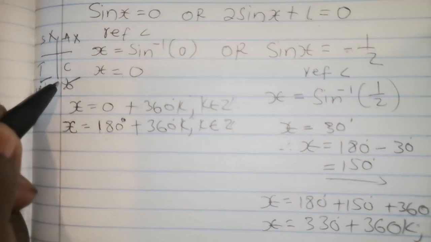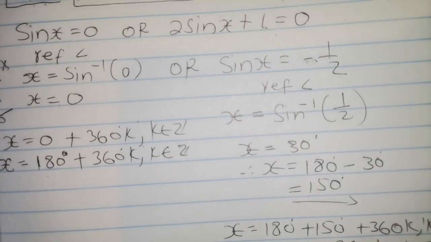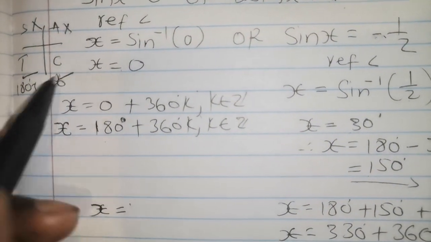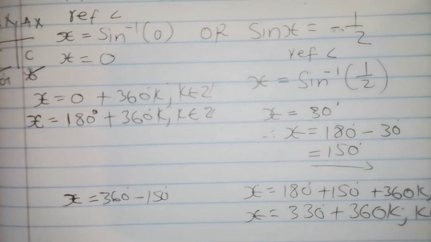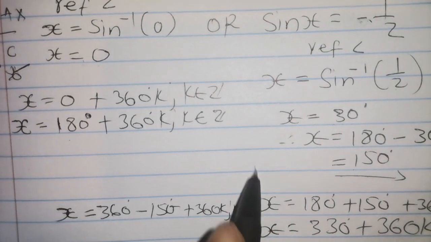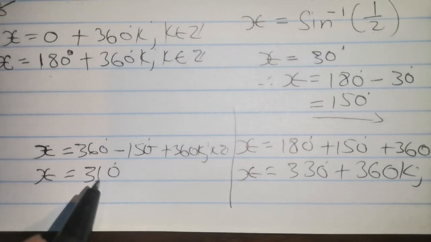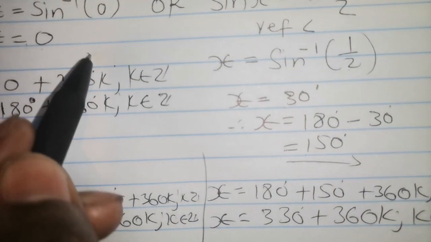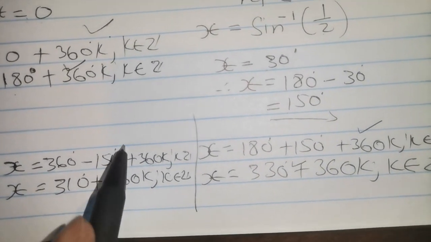Then the second solution is for the fourth quadrant: x is equal to 360 minus 150, plus 360k, such that k is the set of integers. So, therefore, 360 minus 150 gives 210, plus 360k, such that k is the set of integers. This is the first solution, this is the second solution. This is how you get your final answers.